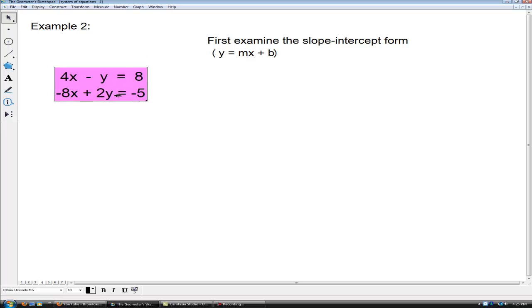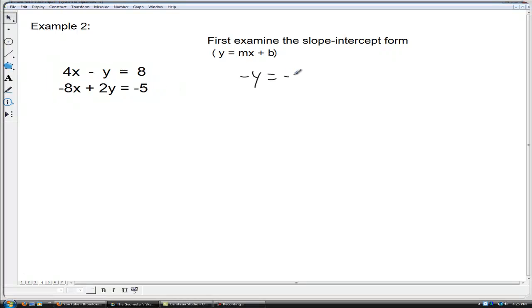Example 2, we have this system of equations, and again our first step is to put them in slope-intercept form. -y equals -4x plus 8. Now divide by -1 and I get y equals 4x minus 8. So that's equation 1. Equation 2, I start with 2y equals 8x minus 5 and divide by 2.